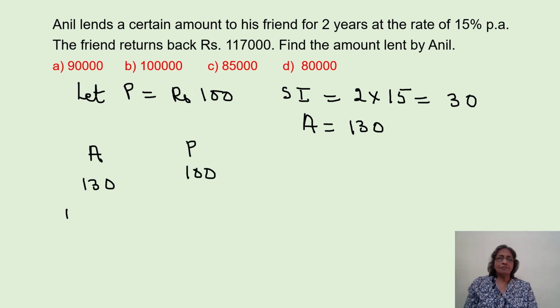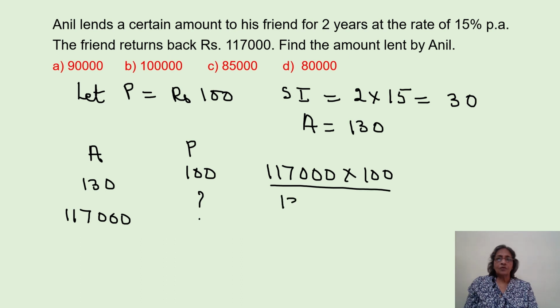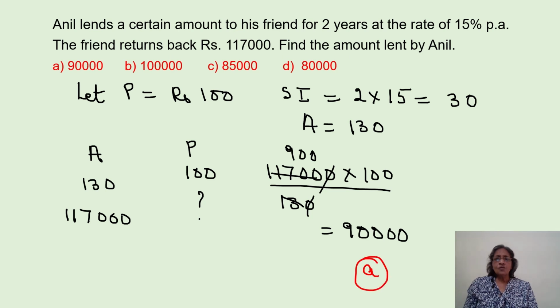In my sum, I am given the amount. So let's put that value and see what we get here. So this would be 1,17,000 into 100 upon 130. This goes 9 times. Answer is 90,000. And the correct option is A1. Now, in this sum, I have taken the principal as 100, but you can even do it by the percentage method, even by the ratio method.